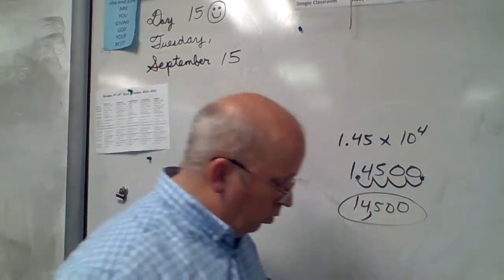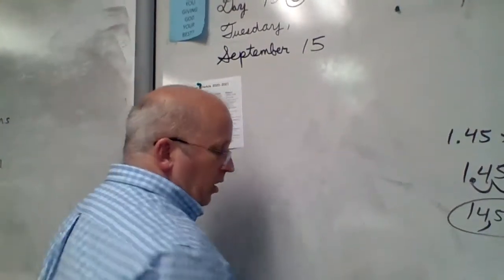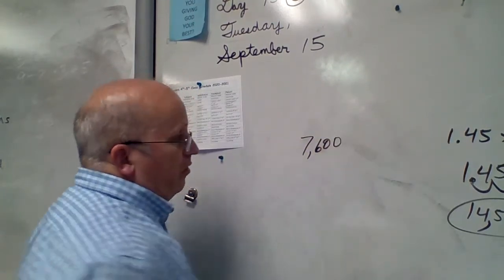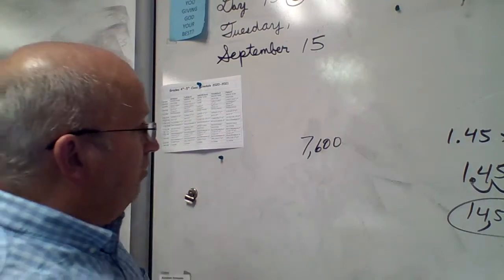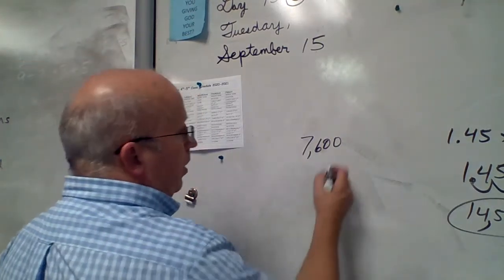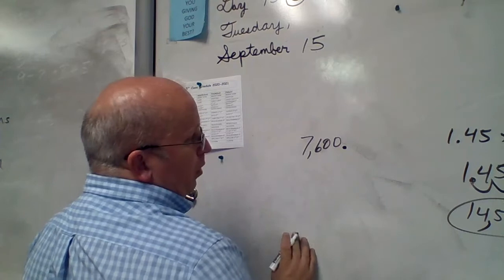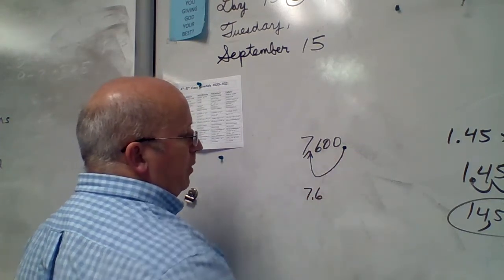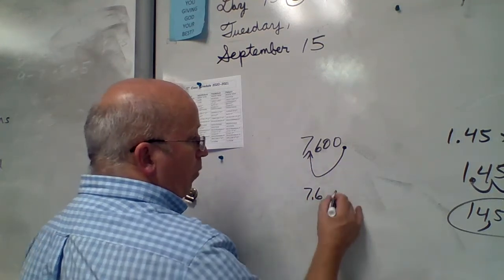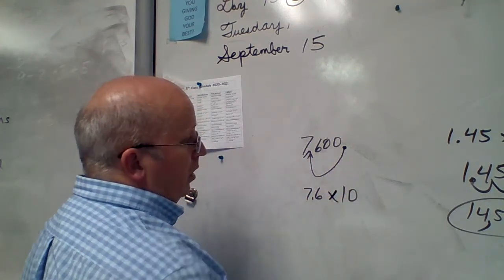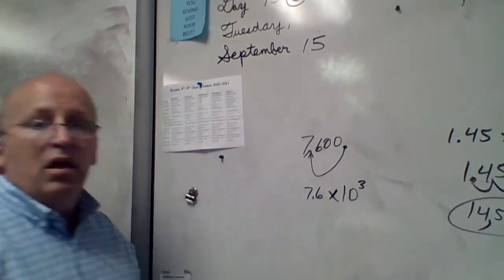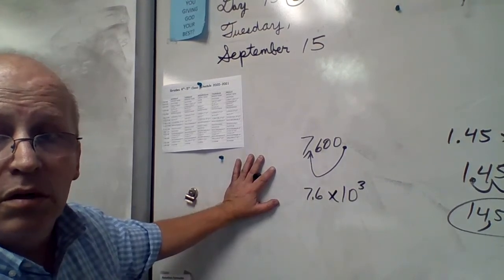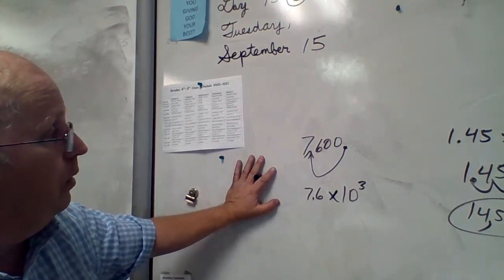Or what about changing from a standard form number like 7,600 to scientific notation? That's a little bit different. This time we realize the decimal point's right here, and we move it to a spot so that we create a number between 1 and 10, and then we multiply it by a power of 10. In this case, the power of 10 is 3. 7.6 times 10 to the third power.